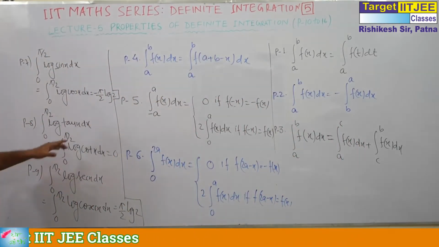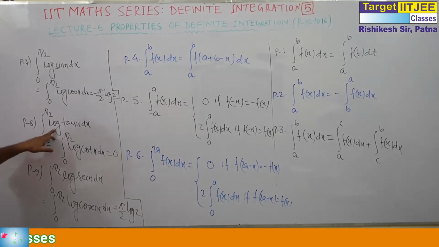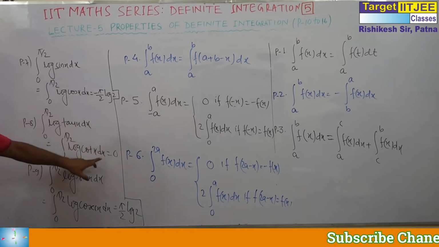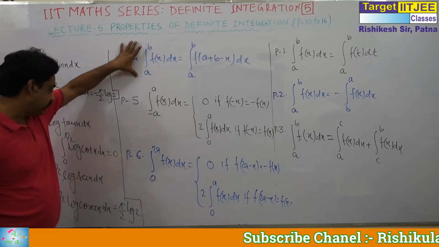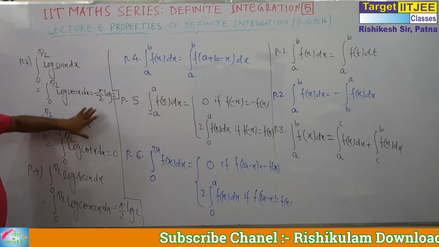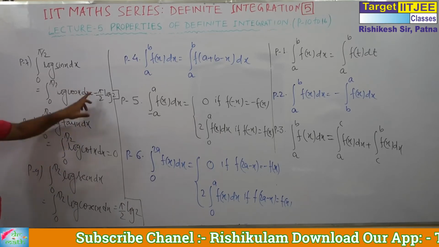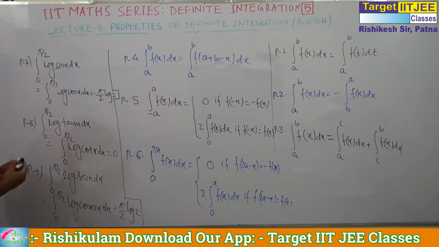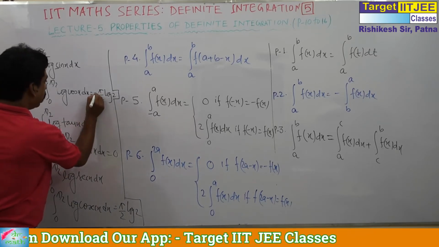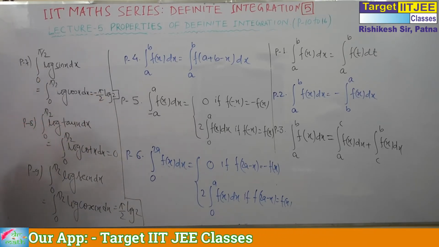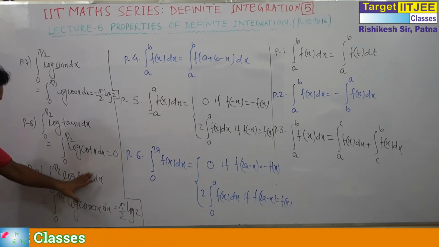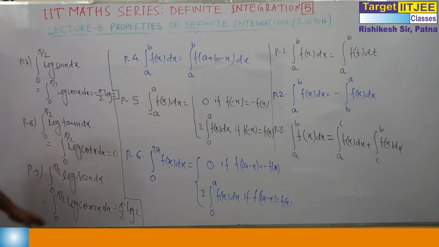This is property 8: integral 0 to pi by 2 of log tan x dx, and of log cot x dx, is 0, a direct consequence of property 4. And this one is 9. Why? See the difference between the two: this one has a minus sign, and this has no minus sign. It is minus pi by 2 ln 2, because log sec x is log cos x to the power minus 1.